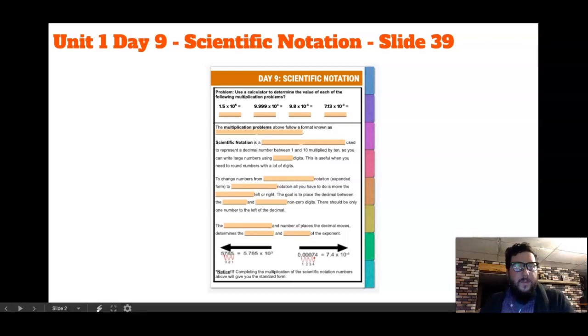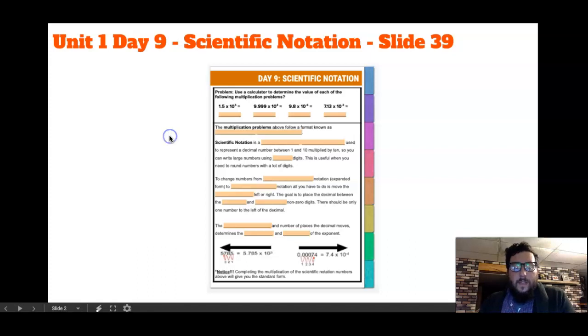Hi everyone, we're going to go through the scientific notation notes. You should all be on this slide in your Unit 1 digital notebook. It is the very first slide, or I guess the second one after your agenda slide that says Day 9. So make sure you are here, and we are going to go ahead and get started.